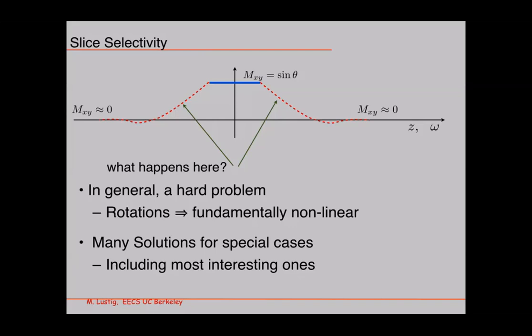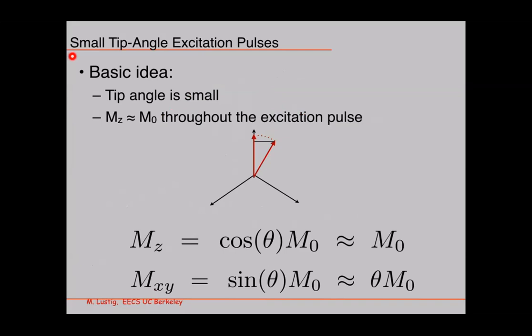What we're going to first assume is very similar to what people do when they analyze a pendulum. They do what's called a small tip angle excitation. Basically the idea is the following. We're going to assume that the flip angle that we apply is small. In that case, cosine theta times M0, which is the Mz component, is not going to change. So cosine theta for small angle equals one. Hence, we're going to assume that Mz stays M0 for the entire pulse.